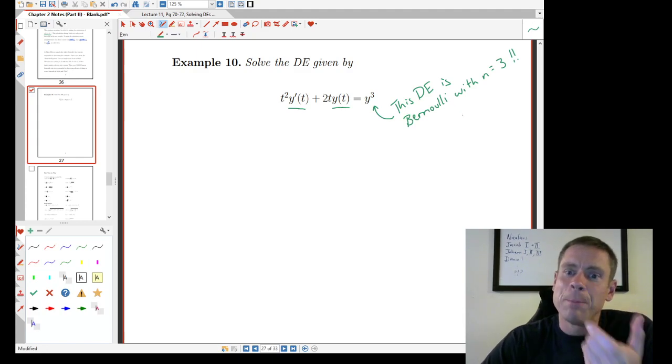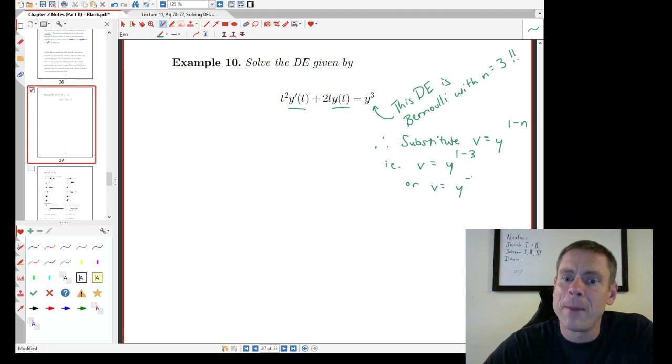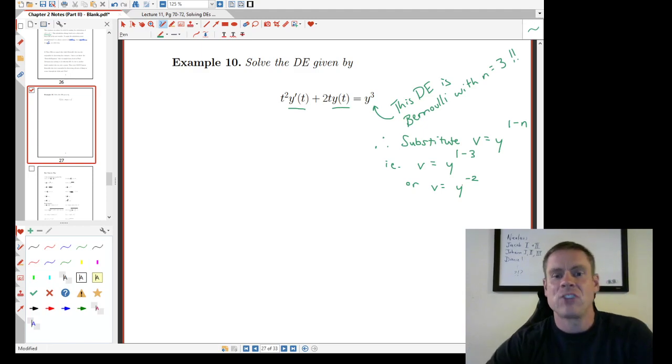So it's a Bernoulli equation with n equals 3, and so therefore we know immediately to substitute the following: v equals y to the 1 minus n. In other words, for this example, we're going to substitute v equals y to the 1 minus 3, or v equals y to the minus 2. Okay, seems like an interesting thing. How is that going to help? Well, let's check it out.